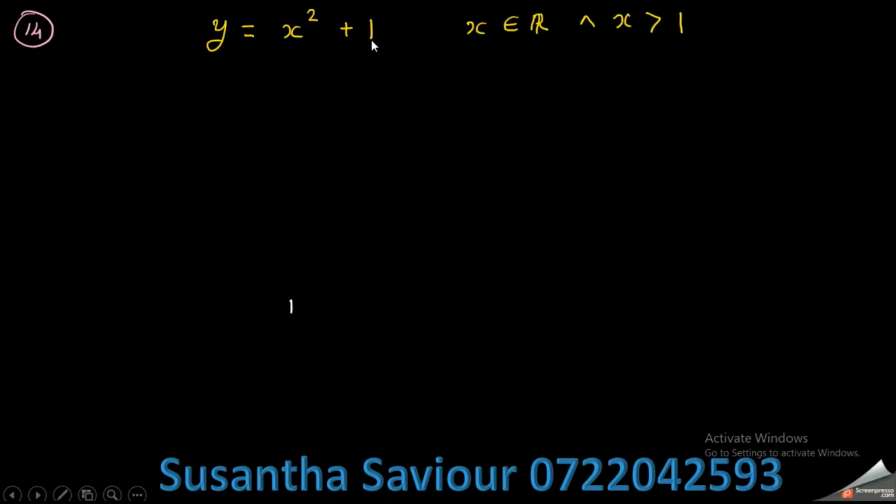y equals x squared plus 1, x is greater than 1. See, this is an interesting thing. The shape is similar to that of y equals x squared, and x squared plus 1, but only part of that curve is there because we have restricted the domain. We will see how it is happening.